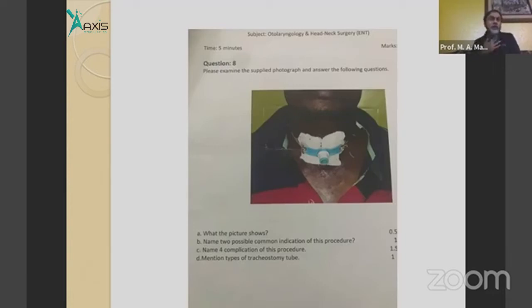We can also look at the wound. So all this is about management of tracheostomy. That is all about this.